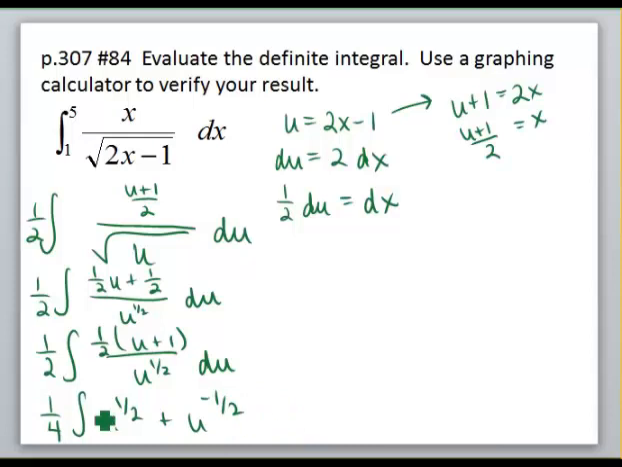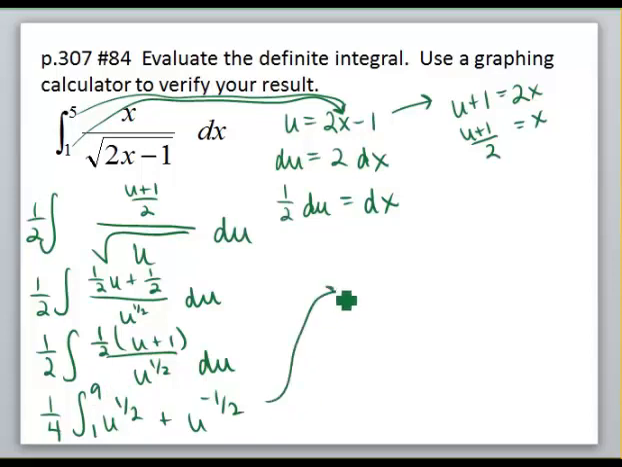Now I need to also figure out my new bounds. I've left those off, so I'm going to come back up here, plug in my 1. So I have 2 minus 1, which is 1, and then plug in my 5, which will give me 5 times 2 is 10, minus 1 is 9. So I'm going to have my new bounds of 1 to 9.